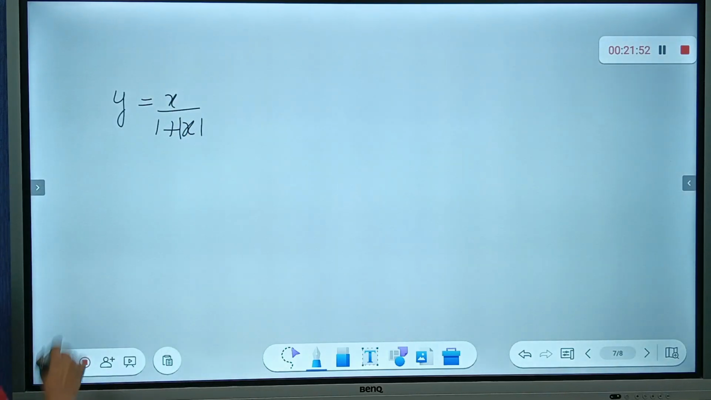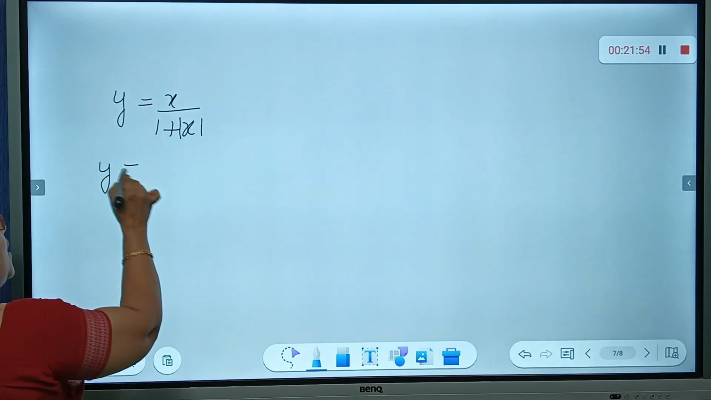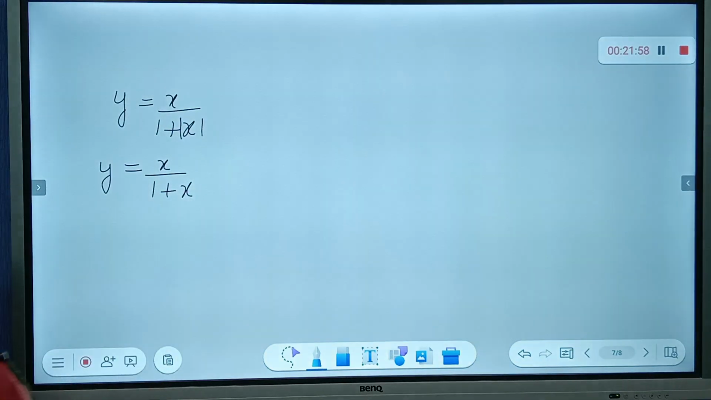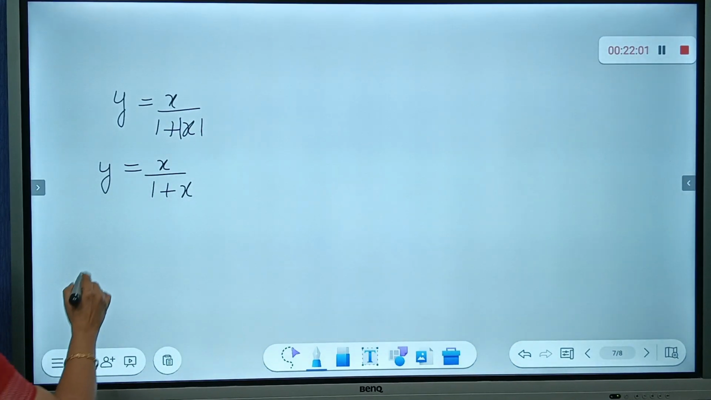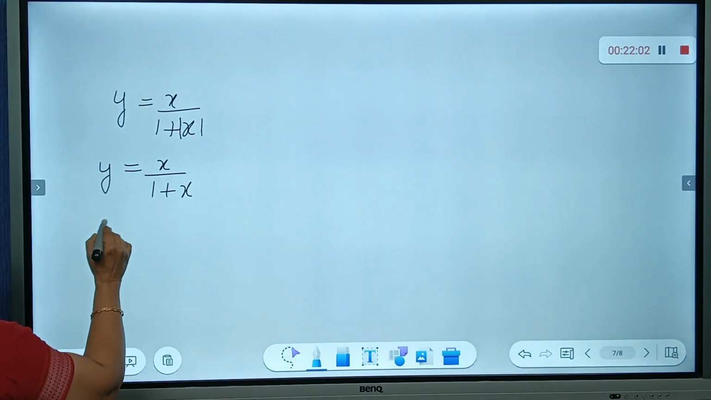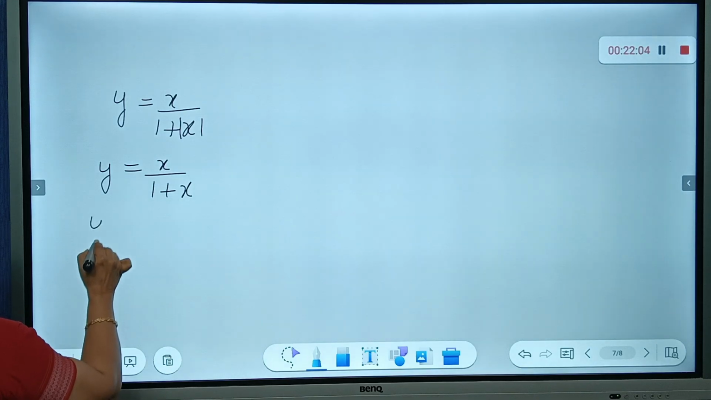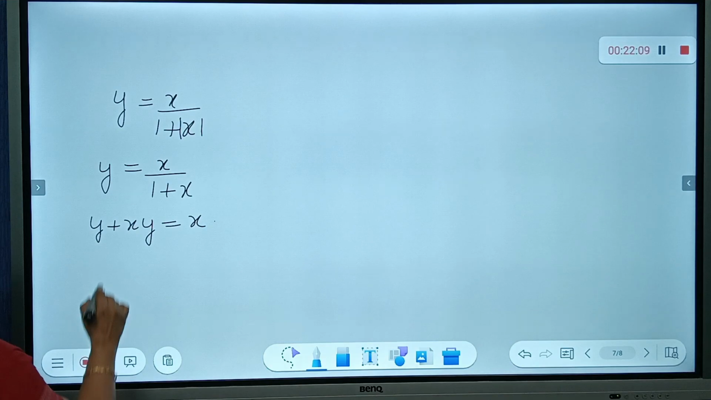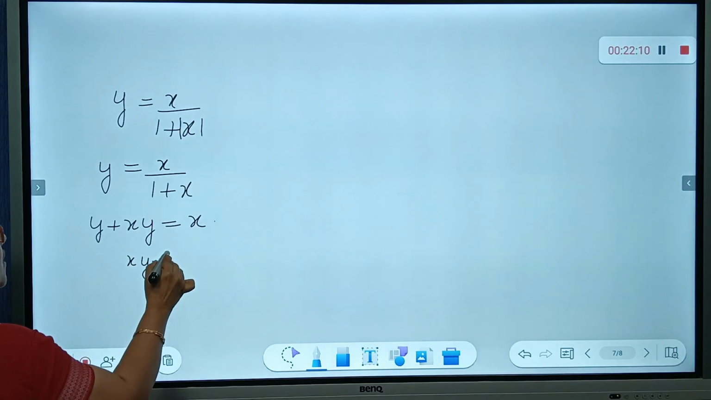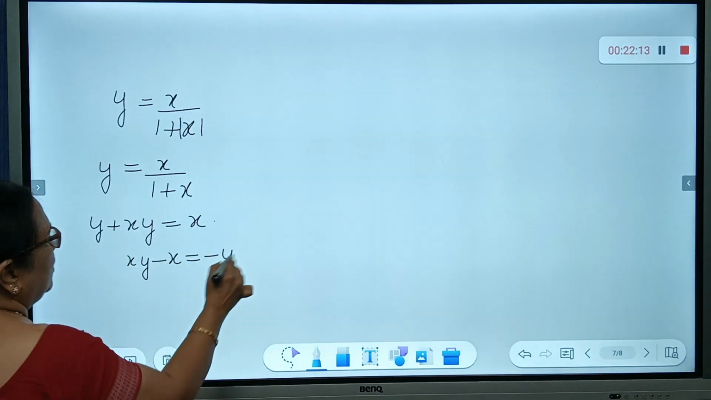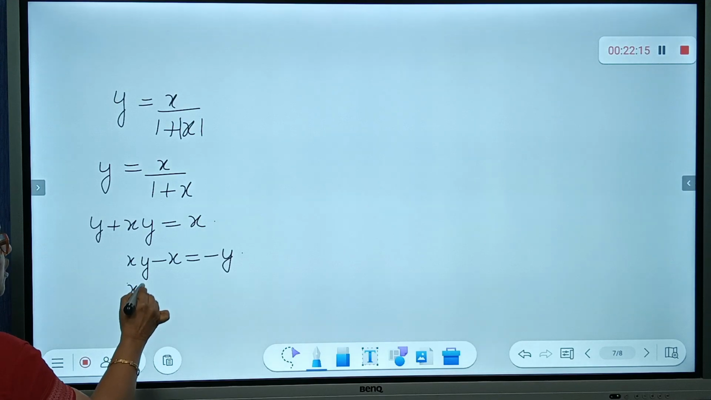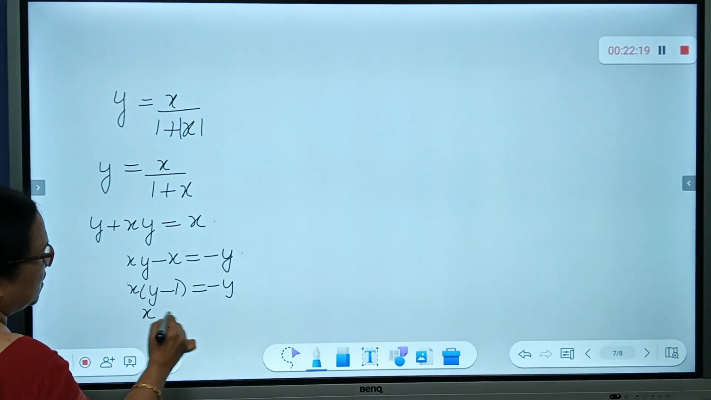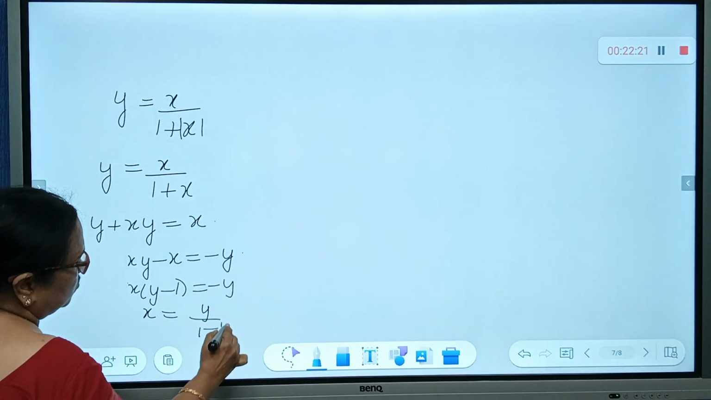Okay, now if y equals x by 1 plus mod x, where x is positive, then what will be x in terms of y? You will get y plus xy equal to x, or xy minus x equal to minus y, or x into y minus 1 equal to minus y, or x is y by 1 minus y.